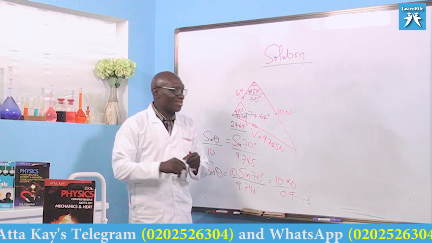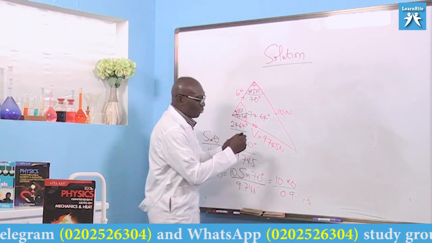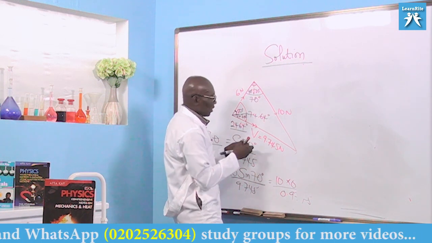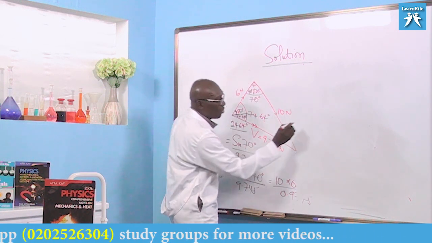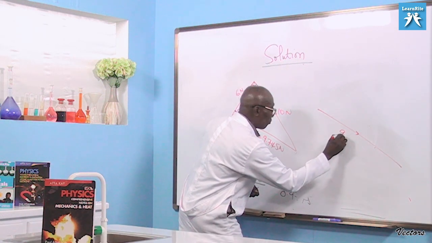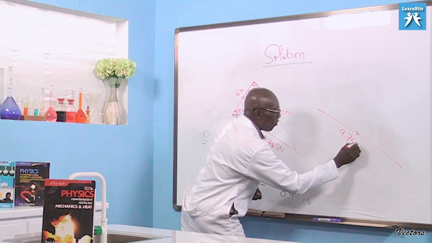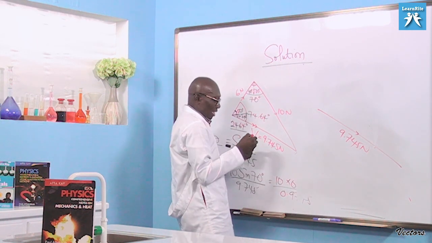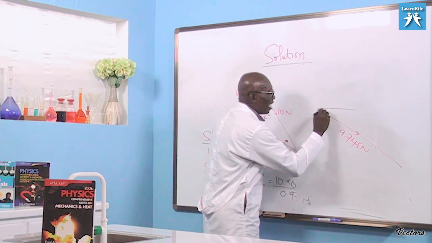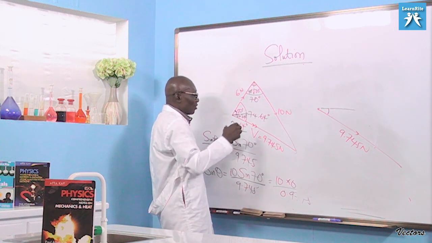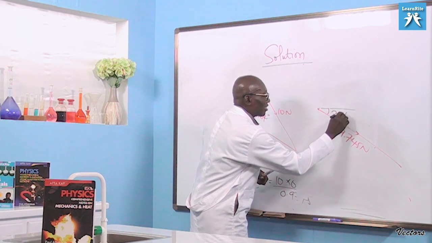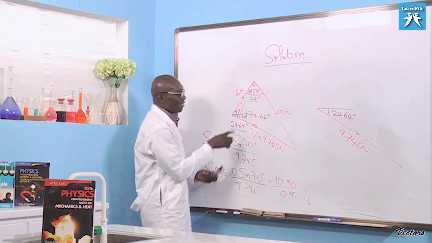So watch it, students. I will draw this resultant vector. I'm going to draw it alone. Put its value there, which is 9.745 newtons. And I'll draw this line and put over here the angle we call the 24.64 degrees. This is what we have here.